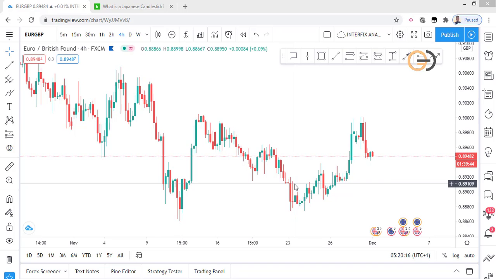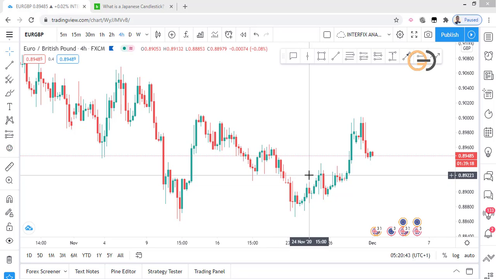Welcome to this lesson. In this lesson, we're going to do an introduction to candlesticks. Right now, I'm on the TradingView platform. TradingView is a platform where you can do analysis. It's built for analysis, just like your MT4.